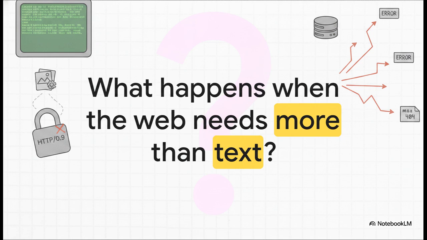Before HTTP/1.0, we had HTTP/0.9, which was incredibly rigid. I mean, it was strictly limited to pulling plain text documents. No status codes, no error handling, zero metadata. Sure, it proved the World Wide Web was computationally possible, but a text-only web was obviously a massive bottleneck for anyone trying to build a genuinely interactive platform.